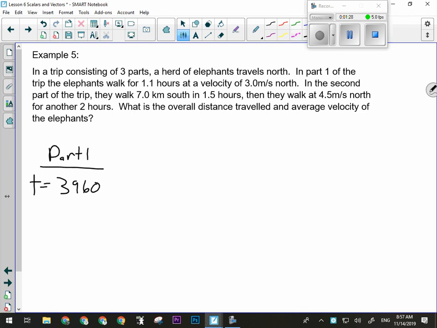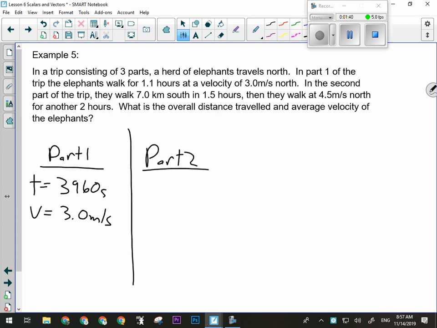We also know that they walk at a velocity of 3.0 meters per second. In part 2, they walk 7 kilometers south. So that's a displacement. Sorry, this should have an arrow over top as well. That's south. 7,000 meters south. And that takes them 1.5 hours, which should be 5,400 seconds. That's what we know for part 2.